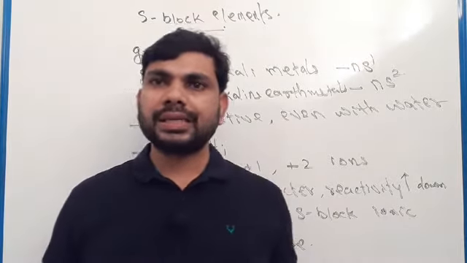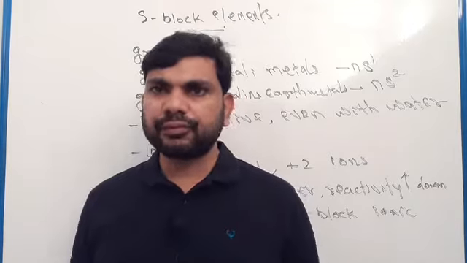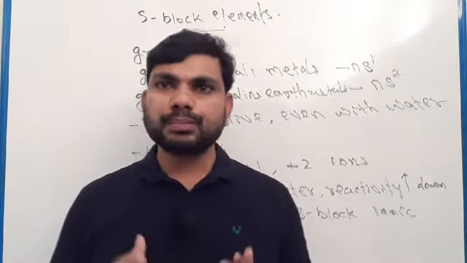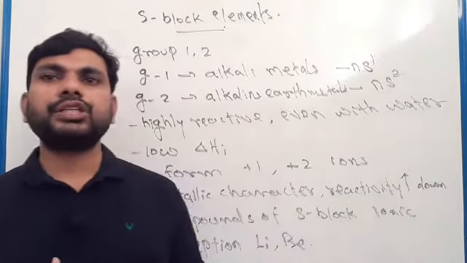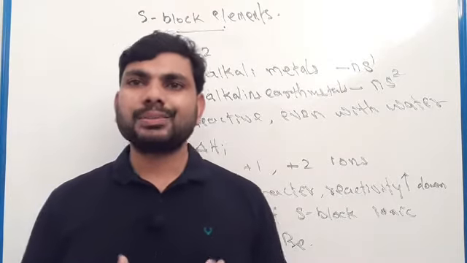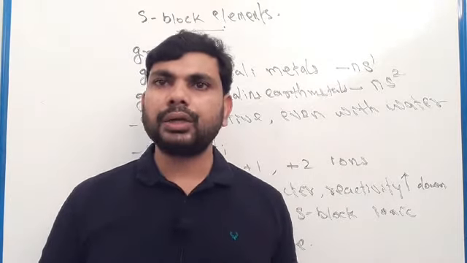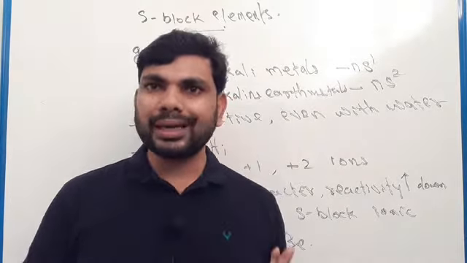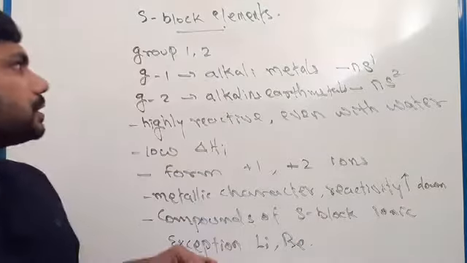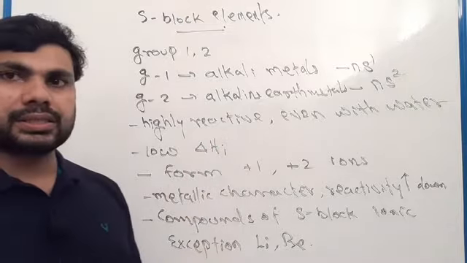Next, classification of elements: s, p, d and f. First one we have to discuss here, s block elements. S block elements mean, in the periodic table, group 1 and group 2 elements together are called s block elements. Group 1 elements are called alkali metals.